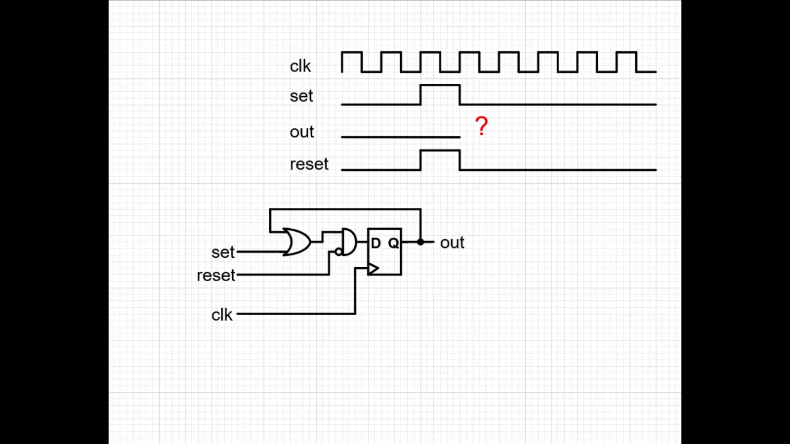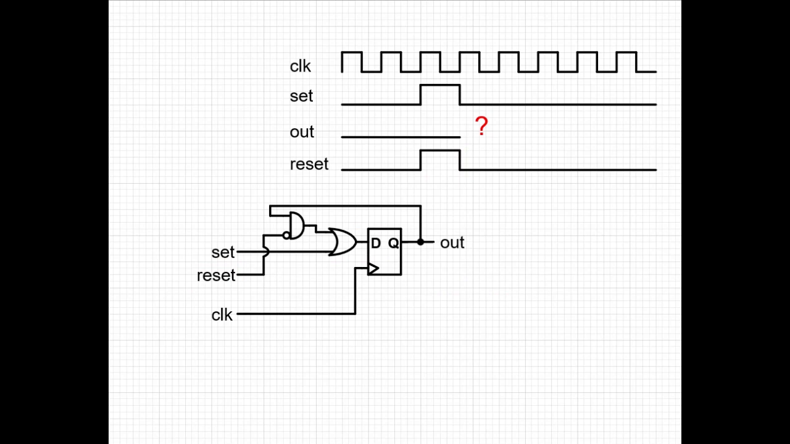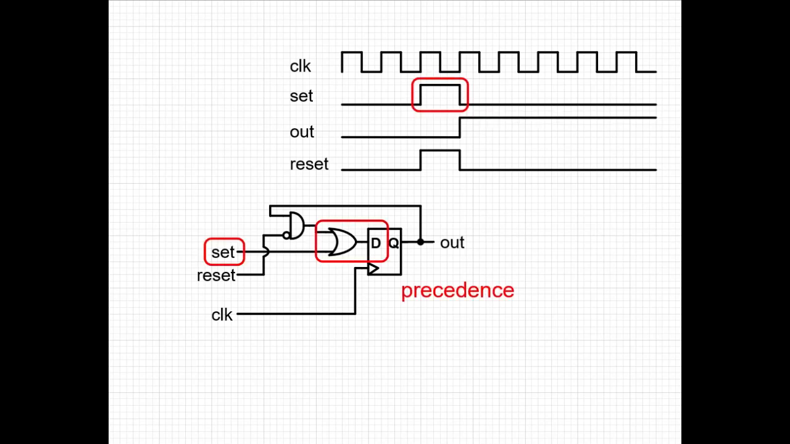But what happens if both set and reset go active at the same time? The AND gate forces the flop's D input low, regardless of anything else, and the output never goes high. We say that the reset input has precedence. If we rearrange the circuit, placing the OR gate closer to the flop, then the set input has precedence and the output goes active.